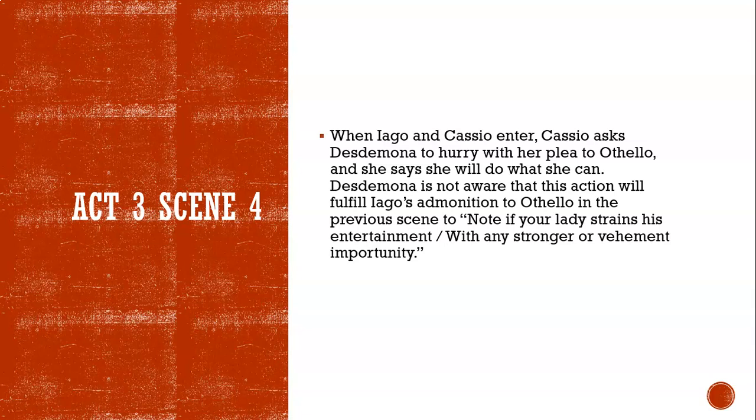Desdemona is not aware that this action is actually going to fulfill Iago's admonition to Othello in the previous scene. So what's happening here is really that there's this perfect storm happening, right? You have just a combustible conglomeration of conflict. And what I mean by that is, the one thing Othello wants is he wants Desdemona to have this handkerchief, to show her love for him, to prove that love. But the one thing that Desdemona wants is to show Cassio that she's supporting him at this point, and she knows that Cassio is a good leader, and she wants to put that in there.